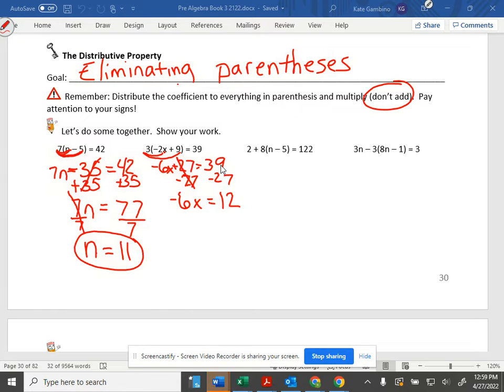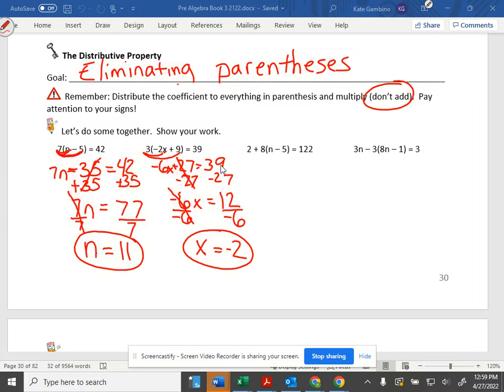Divide negative 6 by negative 6 and the same on the other side. I'm going to divide both sides by negative 6 because that's the opposite of multiplying. Negative 6 divided by negative 6 leaves me with a positive x. 12 divided by negative 6 leaves me with what? Negative 2. I am down to just my variable all by itself. I can't get any simpler than that. I've simplified down as far as I can go.